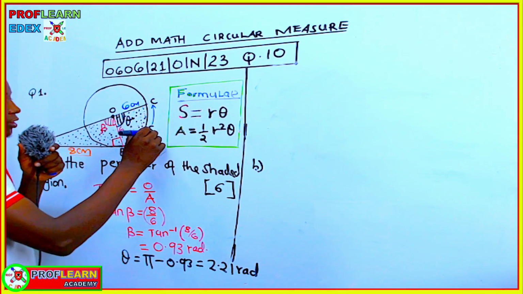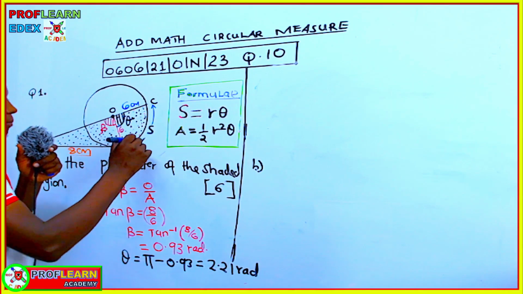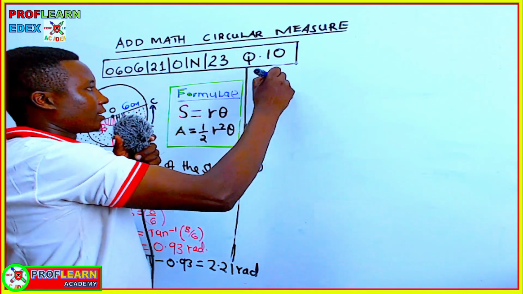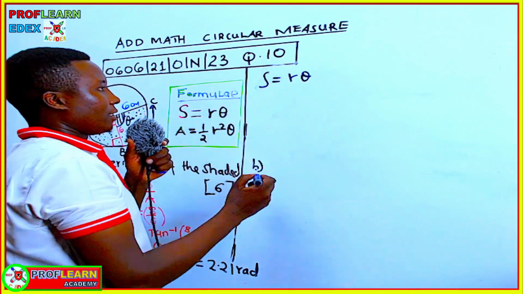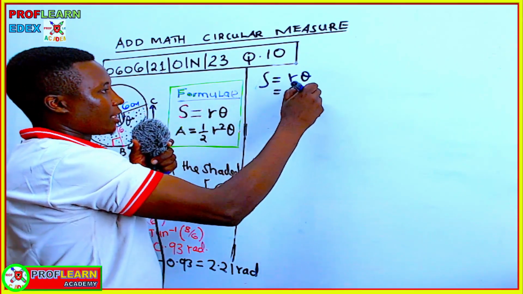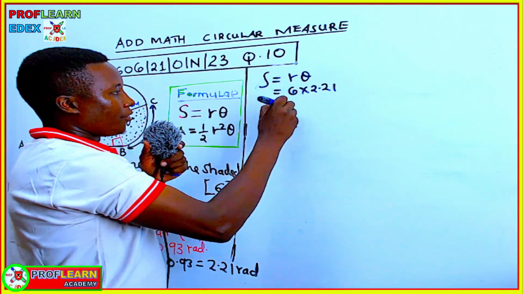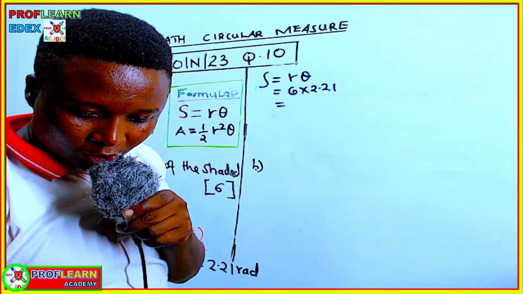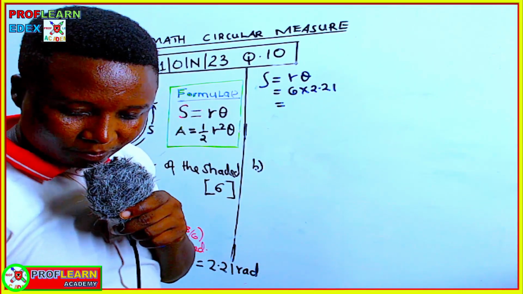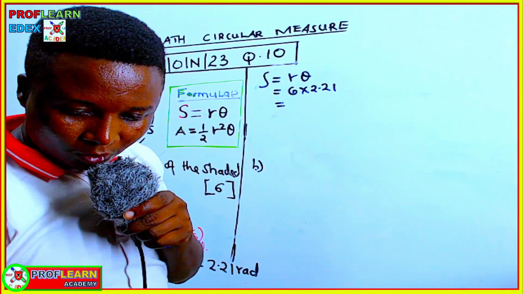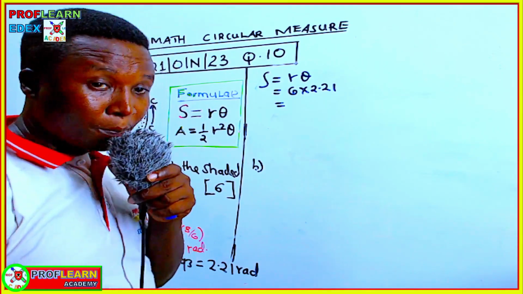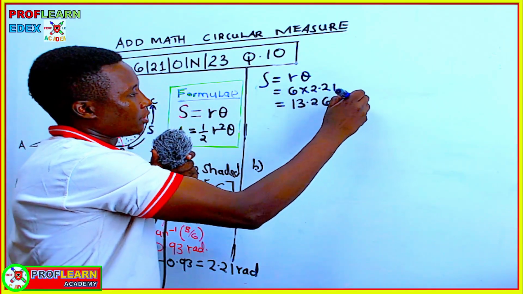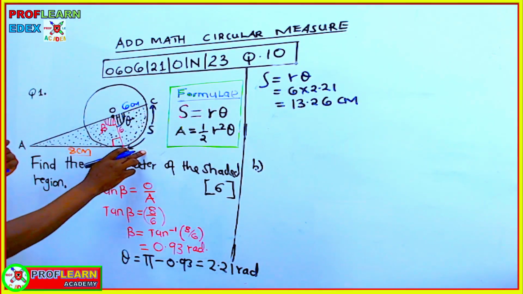So for us to find the arc length, we can apply the formula. Arc length S is going to be r theta, which is 6 times 2.21. If we work it out in the calculator, 6 times 2.21 translates to 13.26. So that is 13.26 centimeters. That is now this particular part.